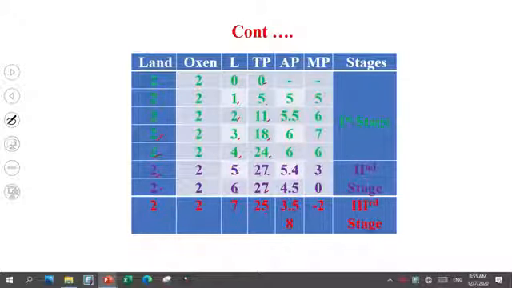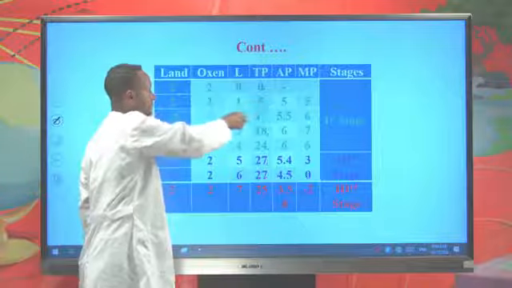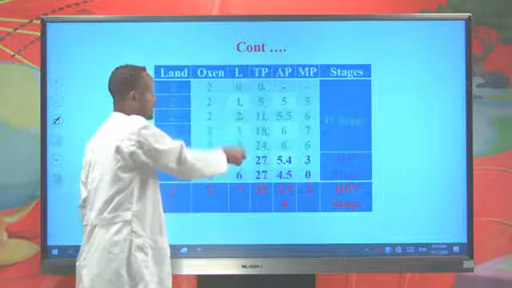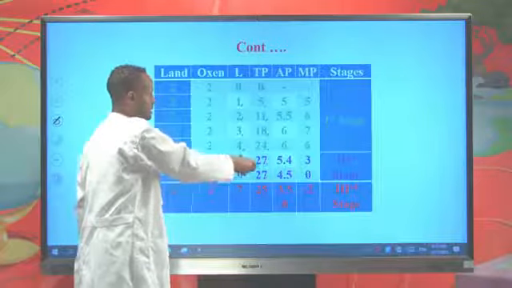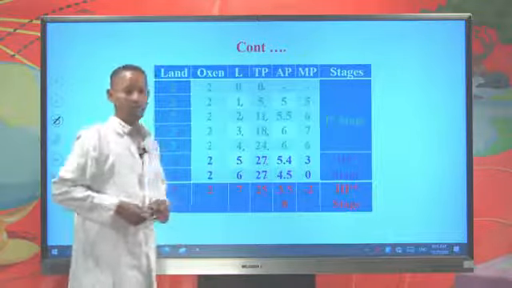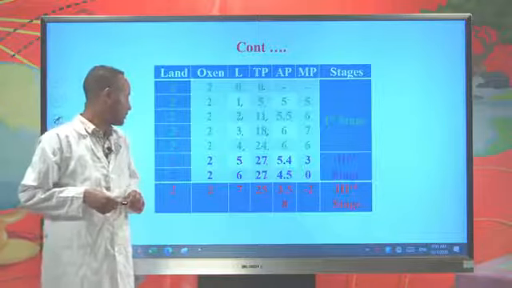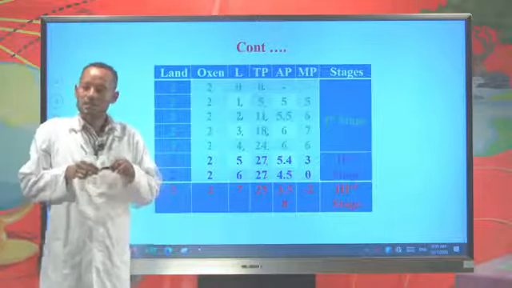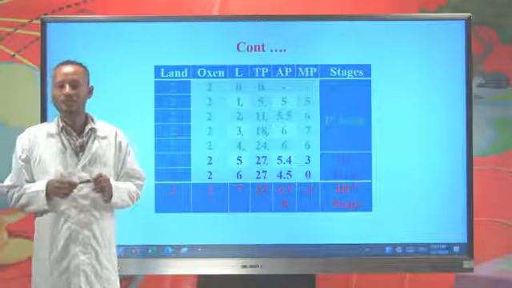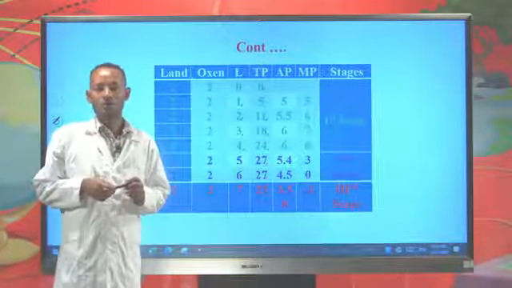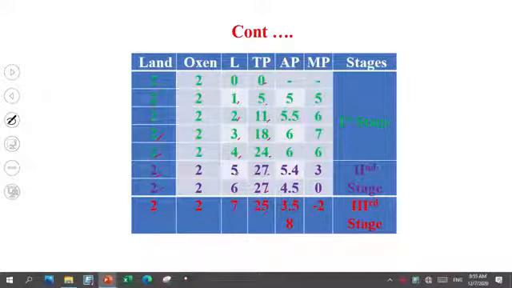But when we see the amount of labor employed, the total product of 0 labor is 0, 1 labor is 5 quintals, 2 labor is 11, 3 labor is 18, 4 labor is 24, 5 labor is 27, 6 labor is 27, and the total product of 7 labor is 25. Hence, with the change in the amount of labor employed, there is a change in the total product. So labor directly varies as the level of output varies. Hence, we can consider labor as the variable input.